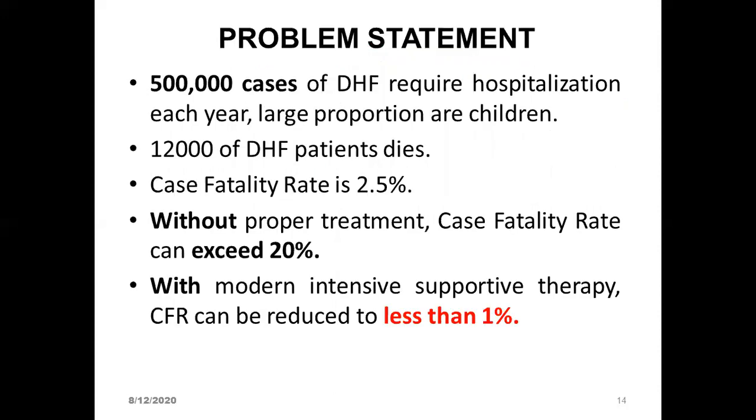So 50 lakh cases of dengue hemorrhagic fever require admission in hospitals each year, and a large proportion of those are children. 12,000 patients die each year due to the complications. So the case fatality rate is 2.5%. And what is the definition of case fatality? It is the ratio of deaths to cases. Without proper treatment, case fatality rate can exceed 20% in dengue disease, and with modern intensive supportive therapy, case fatality rate can be reduced to less than 1%.